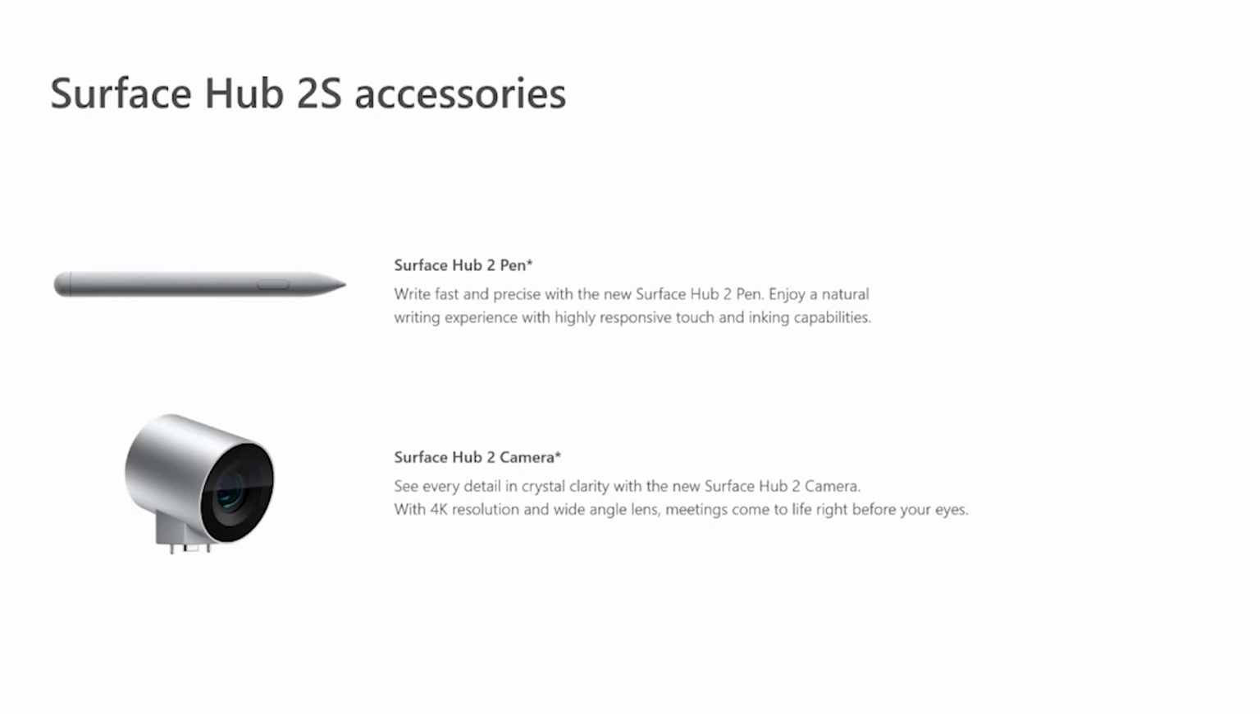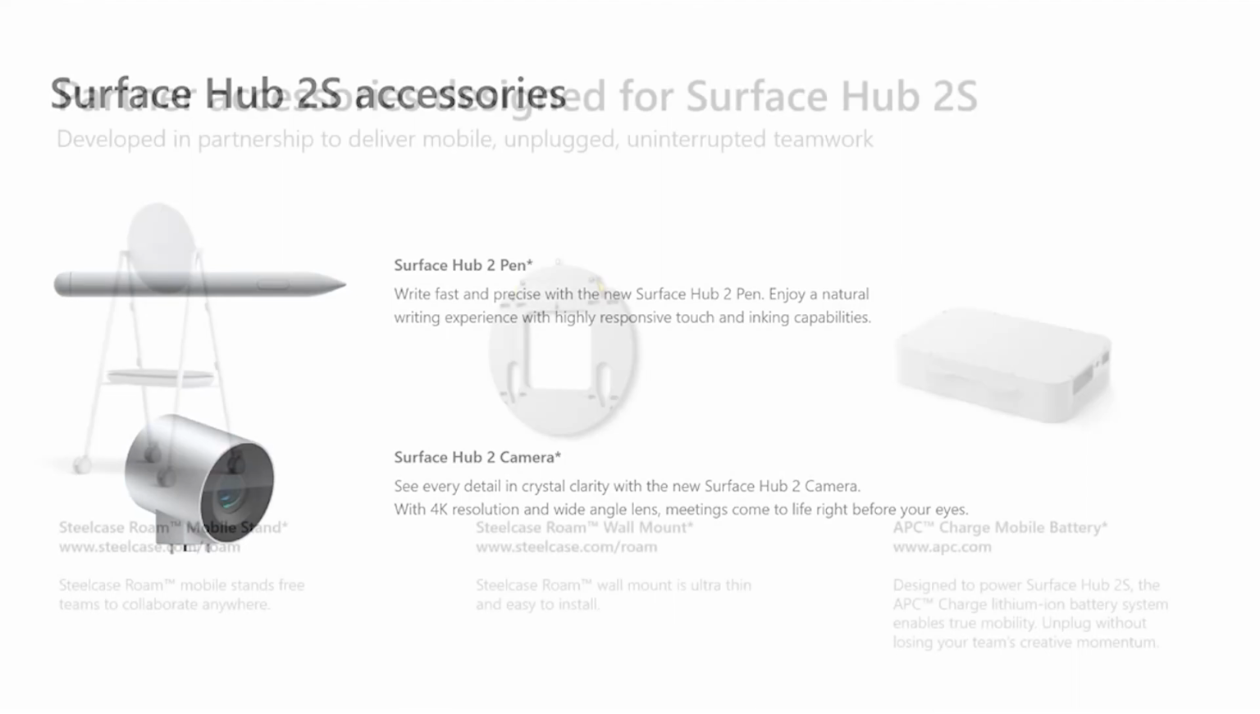On the Hub 1, if you break the camera, we have to send an engineer out to strip the device down to get to the inbuilt camera. With the Hub 2, if you break the camera, we just simply ship you another camera. You plug it in. So those are some of the accessories.